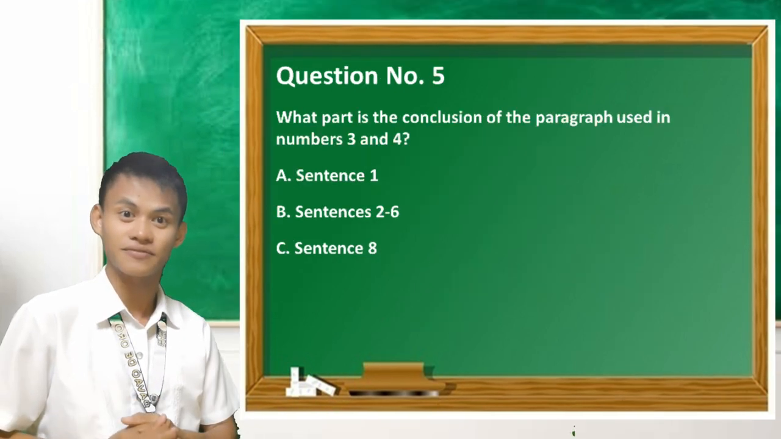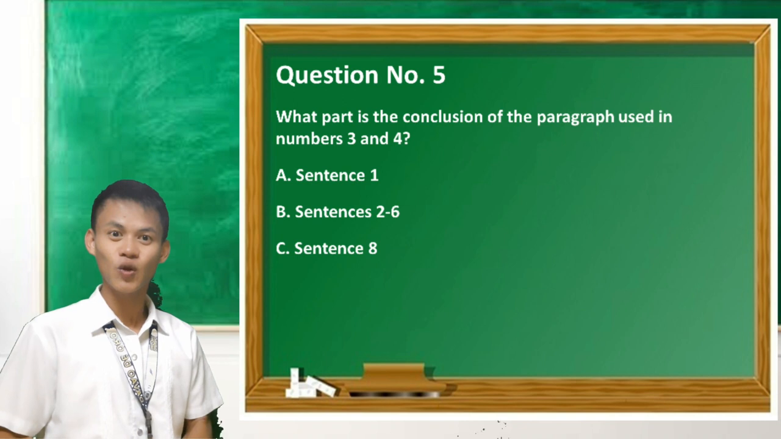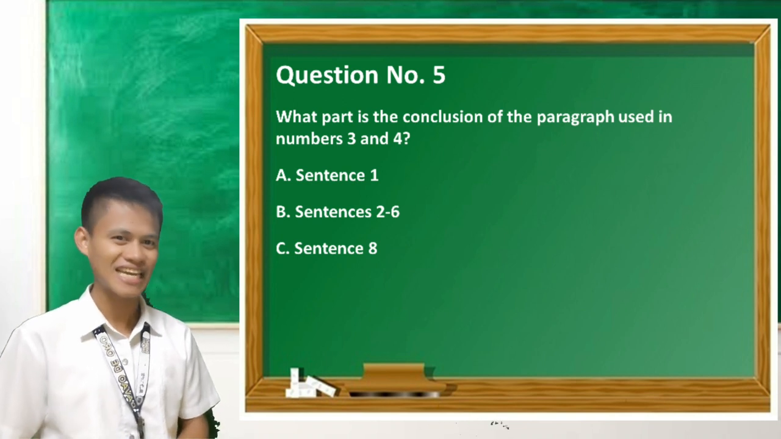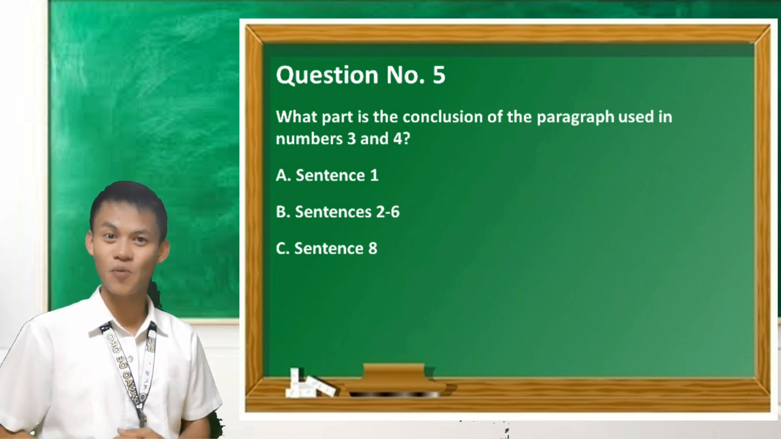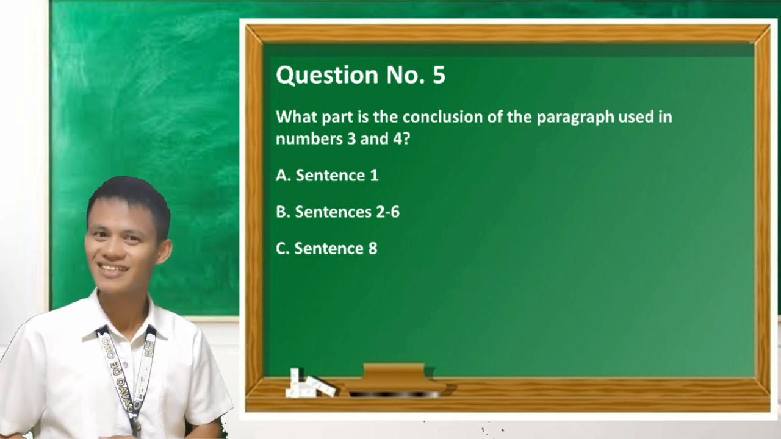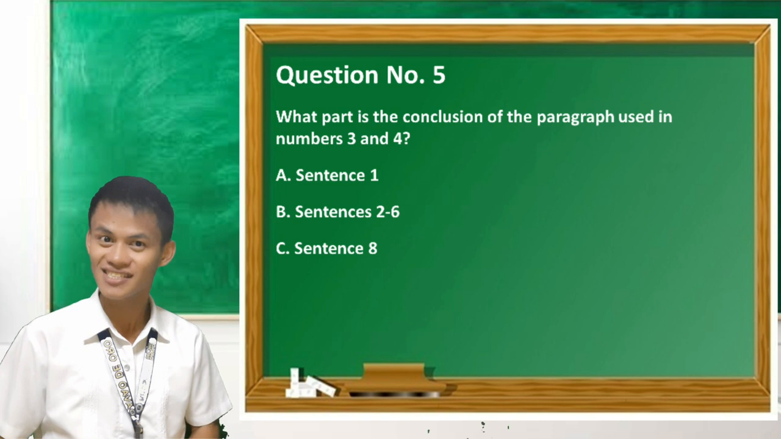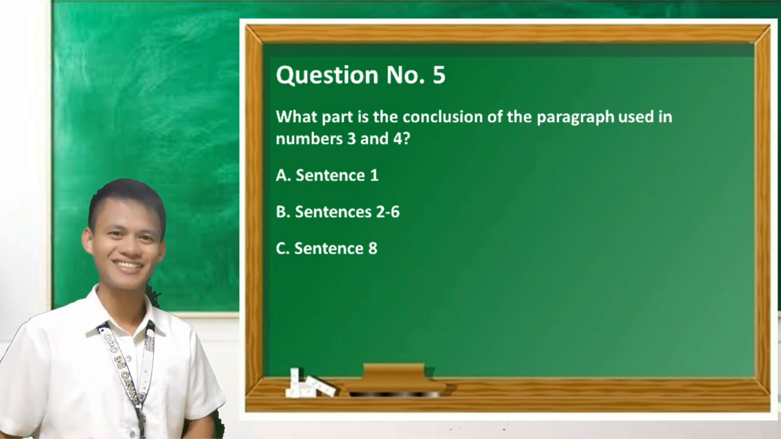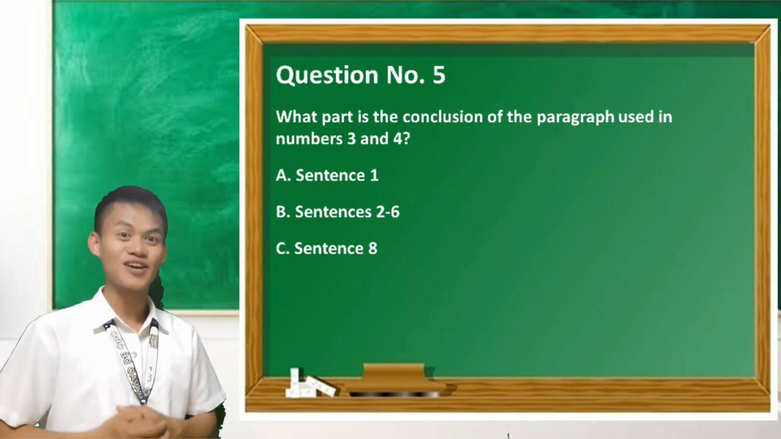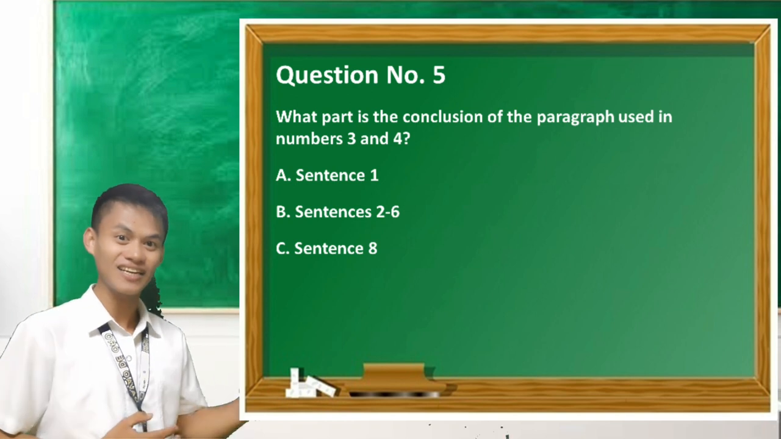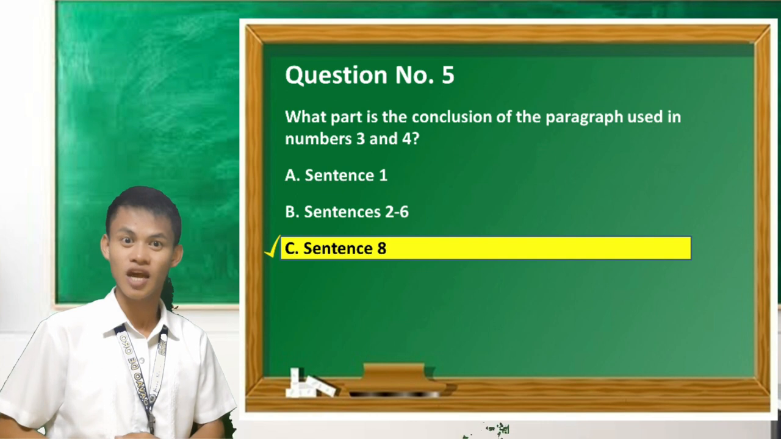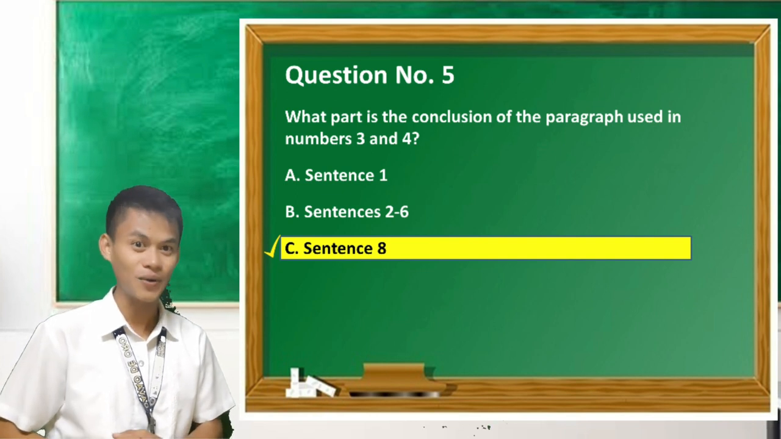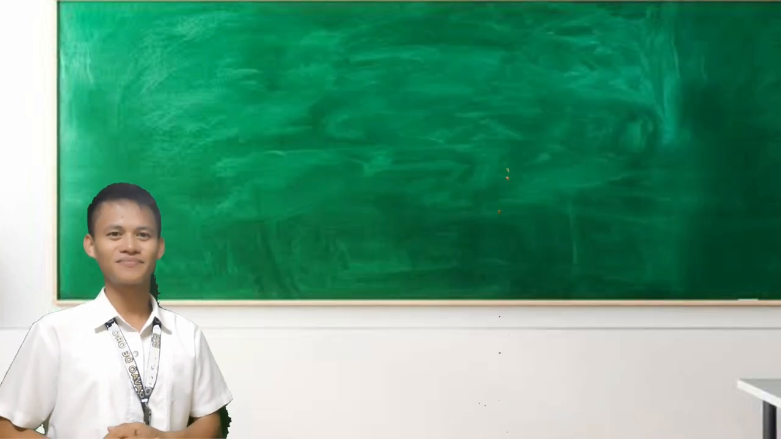Question number 5. What part is the conclusion of the paragraph used in numbers 3 and 4? Letter A, sentence number 1. Letter B, sentences numbers 2 to 6. Letter C, sentence number 8. The correct answer is letter C. Sentence number 8 is the conclusion of the paragraph used in numbers 3 and 4.